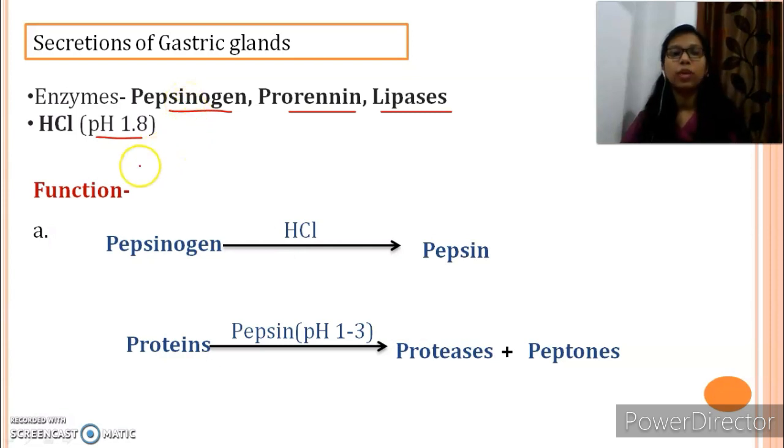Okay, so let's see the function. So pepsinogen is in inactive form. It gets activated with the help of HCl. Okay, HCl help करेगा pepsinogen को to convert it into pepsin, which is the active form. Now the pepsin will break the proteins into proteases and peptones. So these are the broken form of proteins.